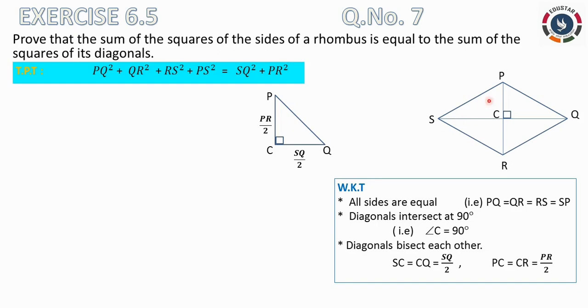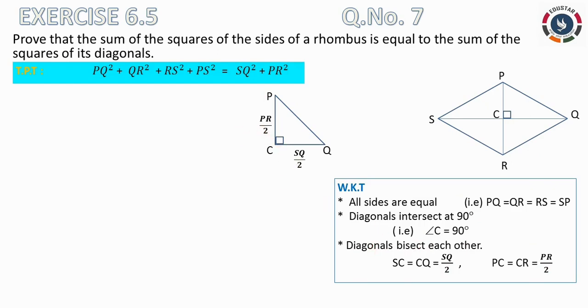What does it mean that diagonals bisect each other? That means PC is equal to CR, and SC is equal to CQ. If you want to calculate the length of SC, it can be written as SC is equal to half of SQ. Similarly, PC is equal to half of PR. Can you understand? Now this is the thing we are going to use. Take a part of the diagram, triangle PCQ, right angled at C. What is the length of CQ? As I mentioned, CQ is equal to SQ by 2 and PC is equal to PR by 2, as diagonals bisect each other. So now we have two measurements with the right angle.